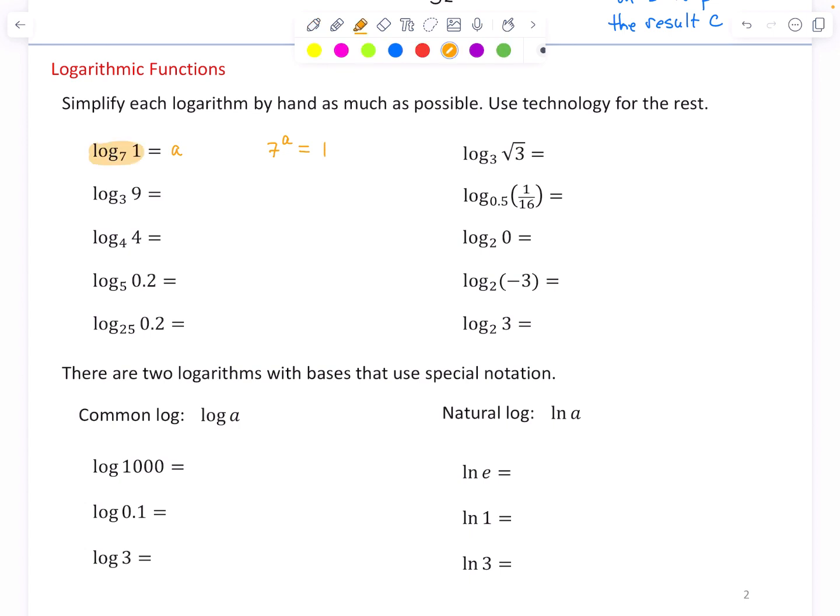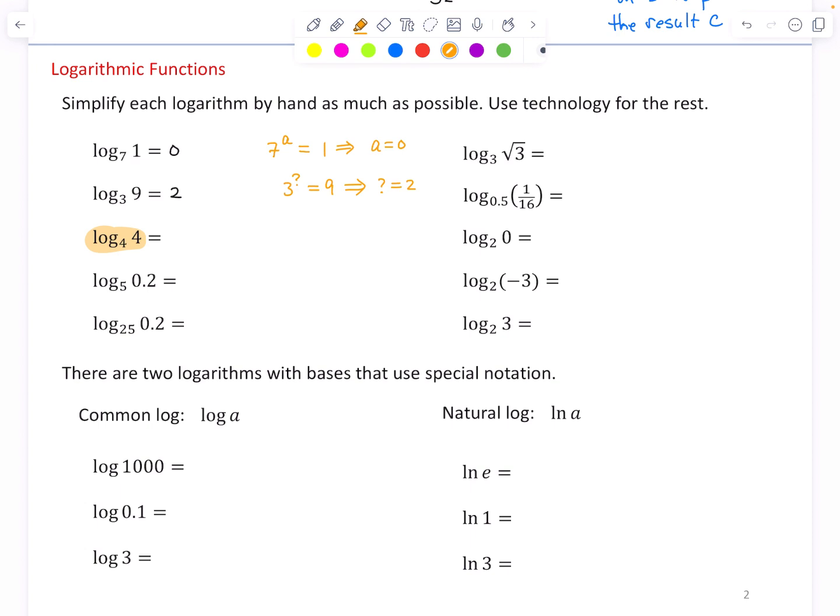It is the exponent needed on 7 to produce 1. And this tells me that a should be 0, because 0 is the exponent that you would place on a non-zero base in order to get 1 as the result. So we can say that this logarithm simplifies to 0. This next logarithm, log base 3 of 9. This represents the exponent needed on 3 to get 9. So you could put a question mark here and then say to yourself, 3 raised to what number would produce 9? And of course, that number would need to be 2. 3 squared is 9. So this logarithm simplifies to 2.